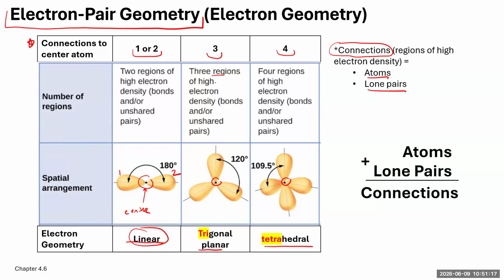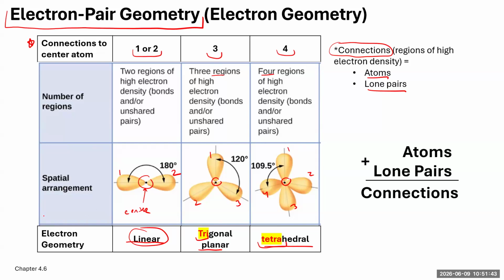If we have 3 regions or 3 connections, right, it's going to be 3. Another word for 3 is tri, so trigonal planar. That's a good way to remember that, right? If we have 3 connections, trigonal planar. If we have 4 regions, that's going to be 1, 2, 3, 4. That's going to be tetrahedral.